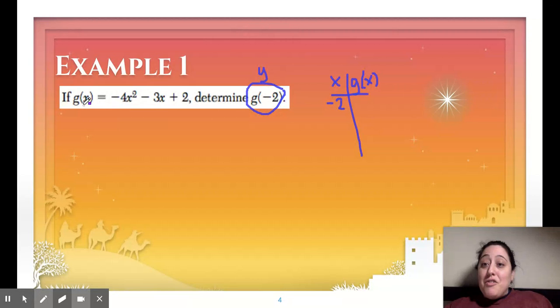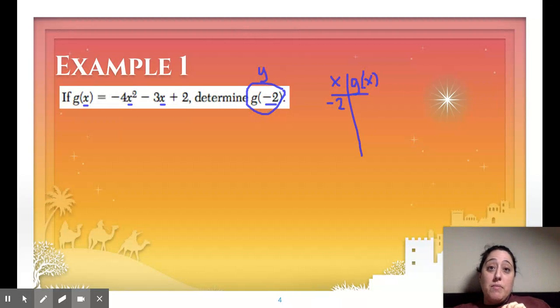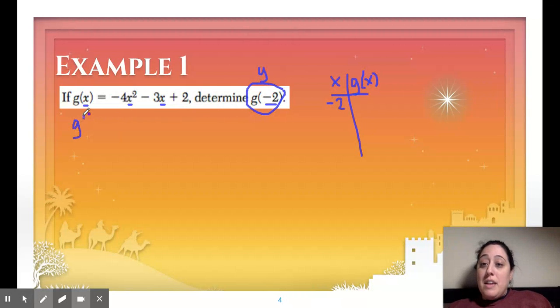So just like I have g of x here, when that becomes a g of negative 2, then I replace every single x with negative 2. All right, I chose this problem specifically because there's a negative. You have got to put your numbers in parentheses when you're substituting. Otherwise, you might get the wrong answer. So we have g of negative 2.